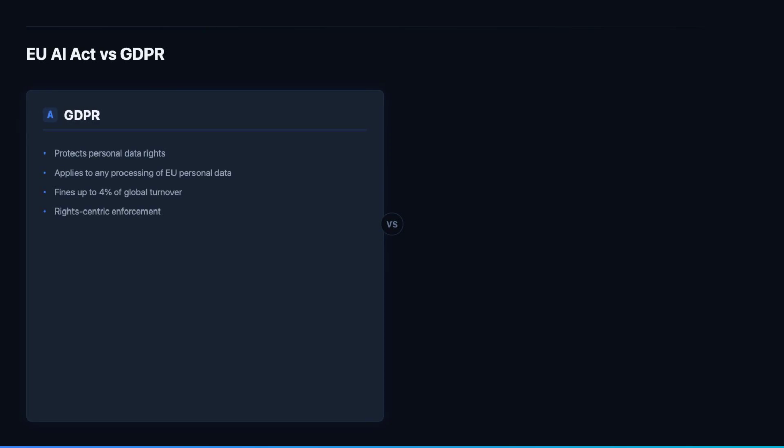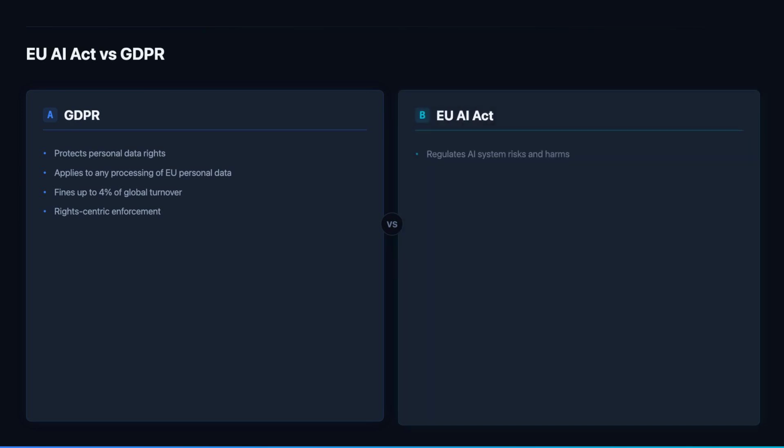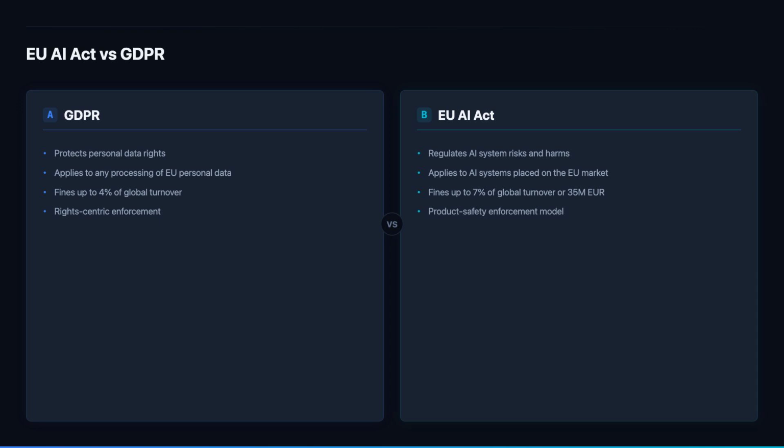Many teams ask how the AI Act compares to GDPR, since both have extraterritorial reach and significant fines. GDPR regulates how personal data is processed, giving individuals enforceable rights over their information. The AI Act treats AI like a regulated product, enforcing safety, transparency, and accountability across the life cycle.